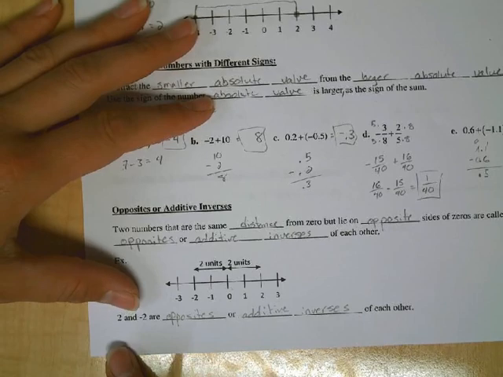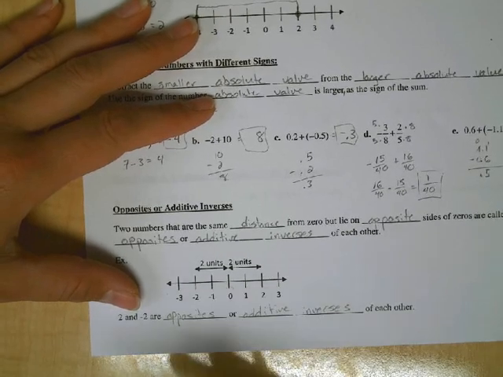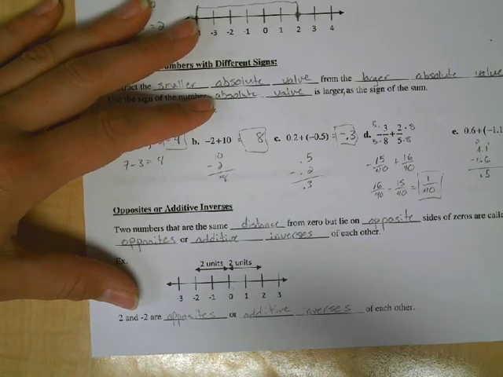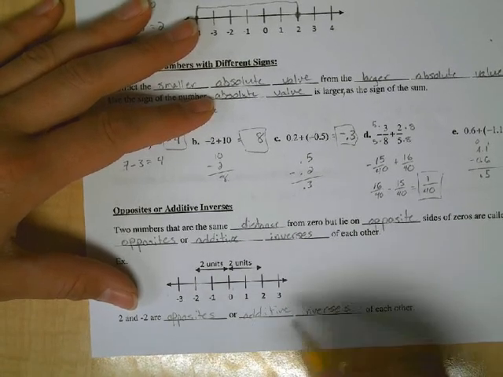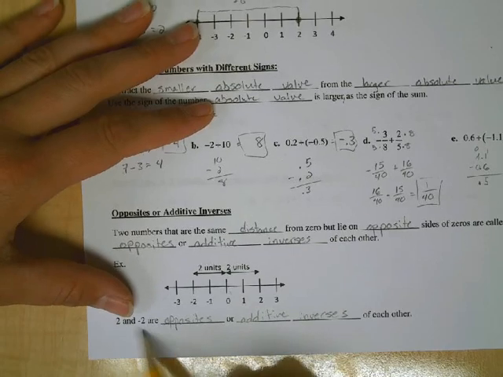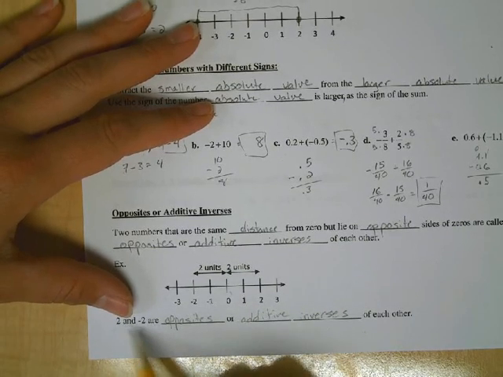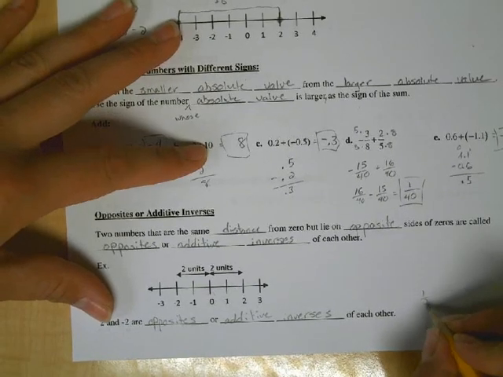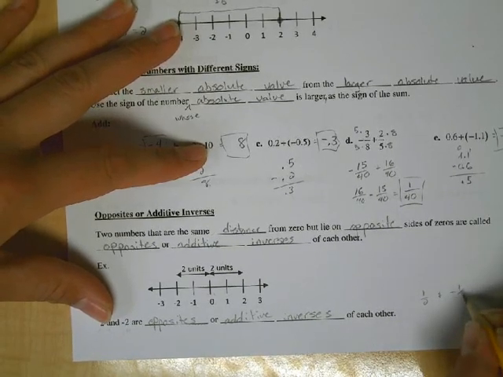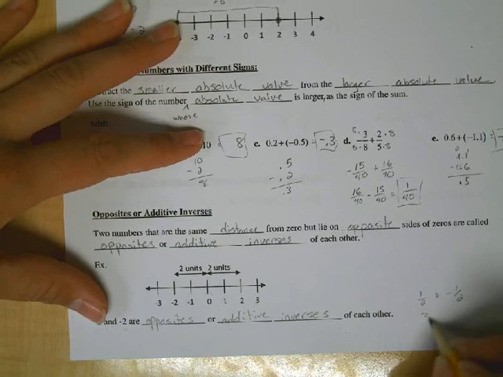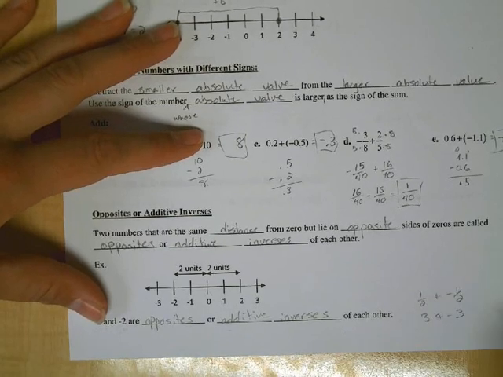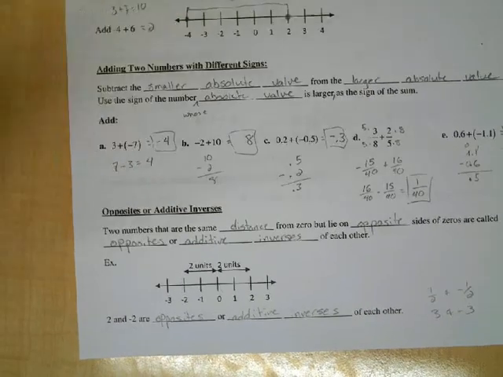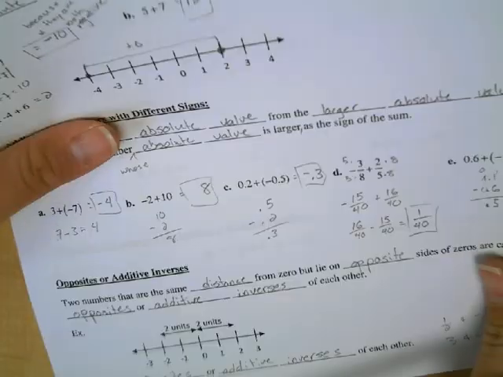If I gave you 2 and negative 2, you have to be able to tell me what kind they are, and there are going to be different types. There are additive inverses, and there are also multiplicative inverses, and we'll discuss those in just a minute. But essentially, if they're opposites of each other, so one's positive, one's negative, that's really all it is. So 1/2 and -1/2 is another example. 3 and -3 would be opposites or additive inverses of each other, because if I put them together, I get 0. So that's the additive inverse.